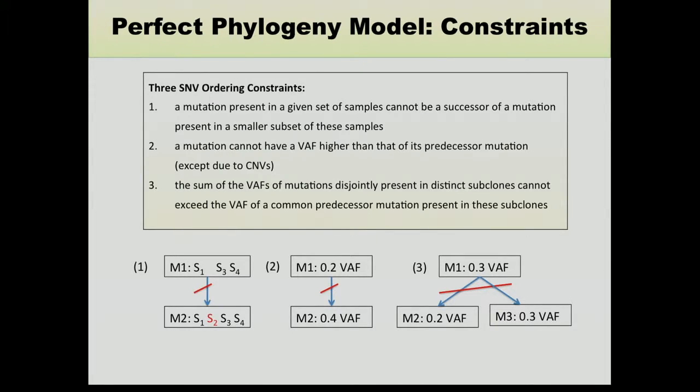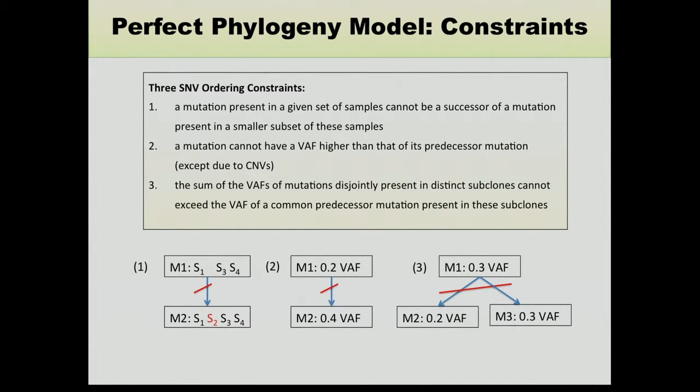Another constraint also directly following is that a mutation with a lower frequency value couldn't have been a predecessor of a mutation with a higher frequency value. And here, we assume that we're not looking at a CNV region, and again, that we have reliable VAFs.